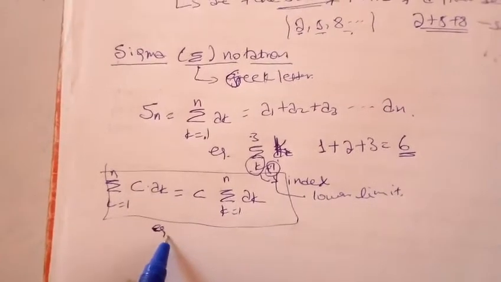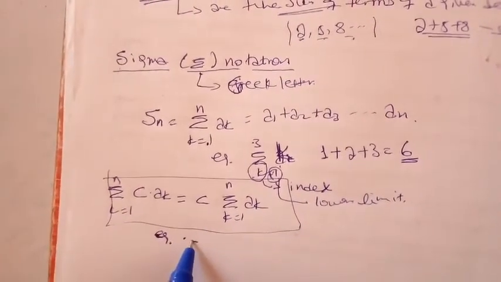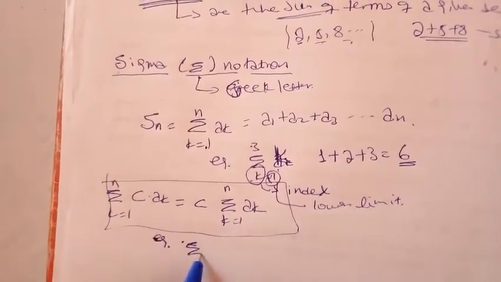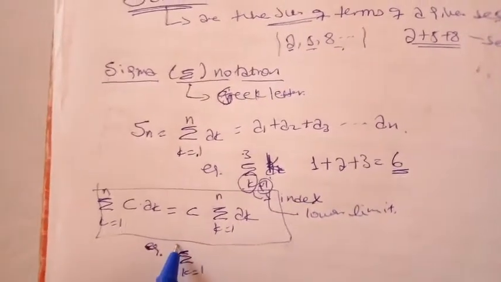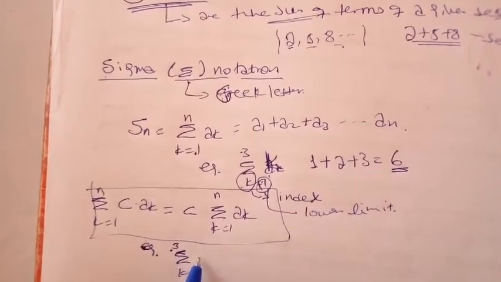For example, summation of k starts from 1 up to 3 of 3k.